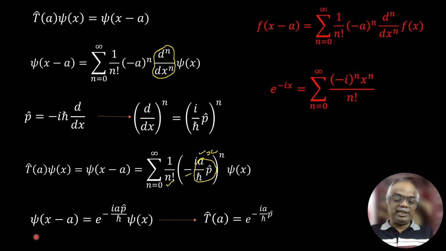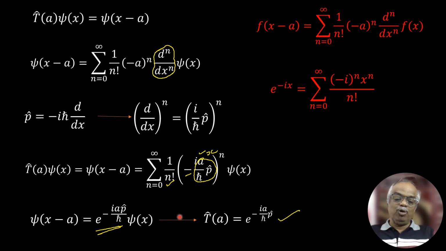So naturally, here the translational operator is this one. If you compare the first two equations and this one, you can see that when the translational operator acts on this, you are getting psi of x minus a. So this term is the translational operator. When it acts on psi of x, you get psi of x minus a. So this is the translational operator for a single-particle system.